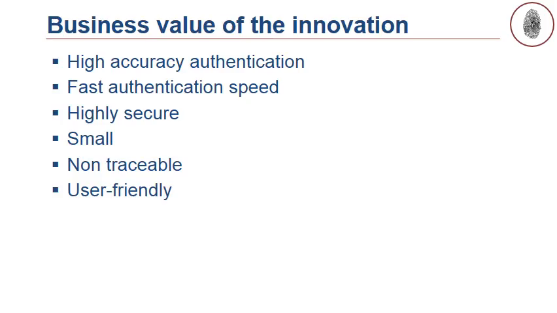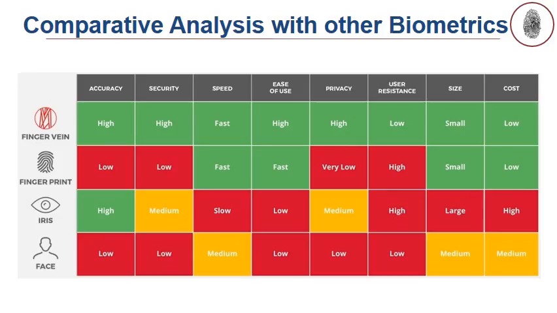Now let's look at the business value of the innovation. So this is the comparative analysis with other biometrics. The common issue with biometrics identification is always if one area is exceptionally good, the other area might not work out well. For instance, with high accuracy, the cost might be very high. And there might also be high latency. So in this case, you could see that when you compare against face and iris, fingerprint technology is far superior.